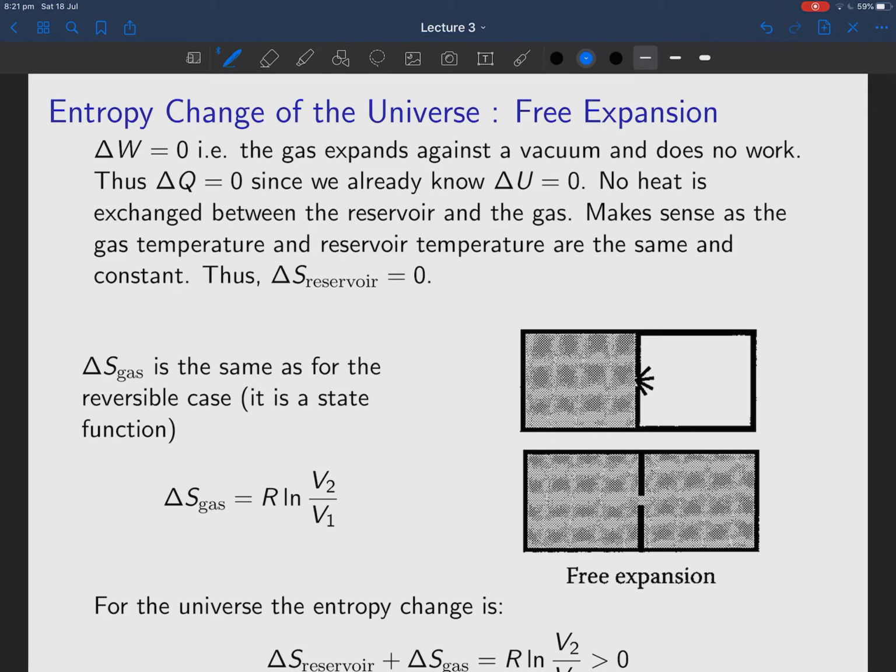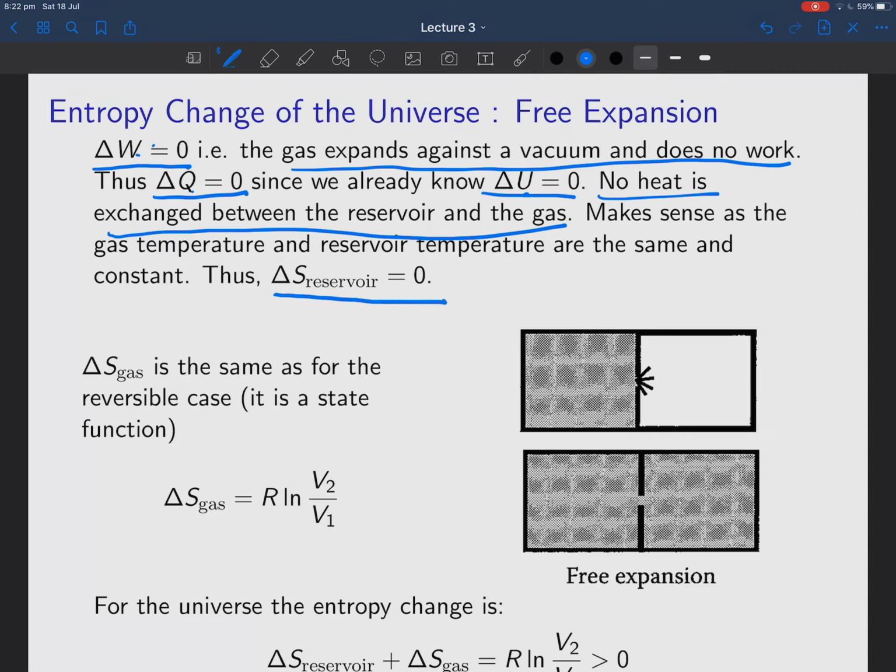Now, what about the entropy change of the universe for the free expansion? For a start, for the free expansion, dW equals 0. The gas expands against a vacuum and does no work. Thus, we must have dQ equals 0 because we already know dU is 0. So we know that dU is equal to dQ minus dW. We know dU is 0, we know dW is 0, so dQ must be 0. So no heat is exchanged between the reservoir and the gas.